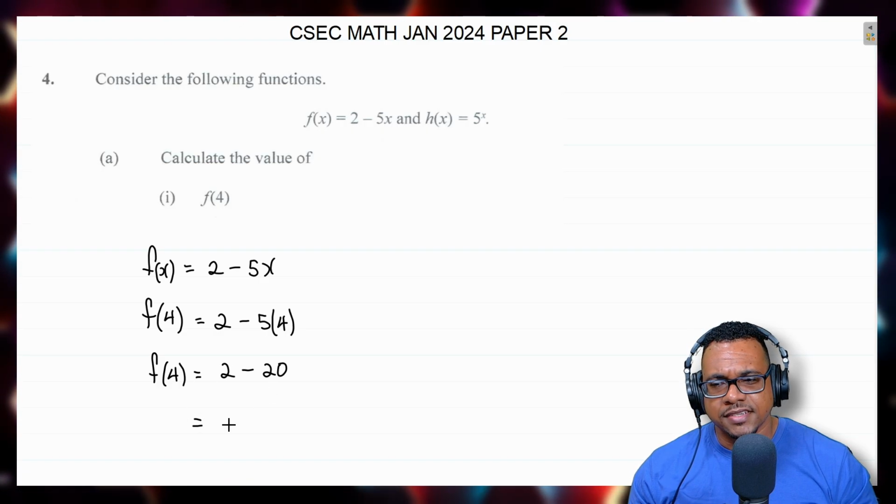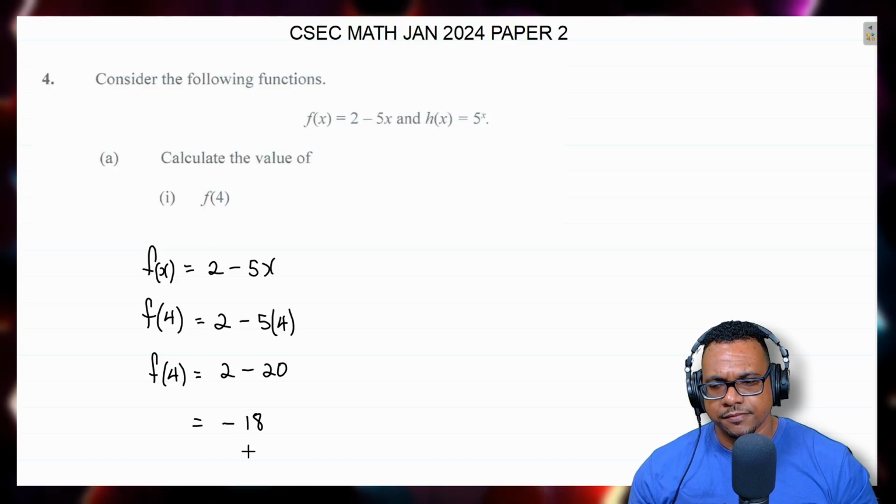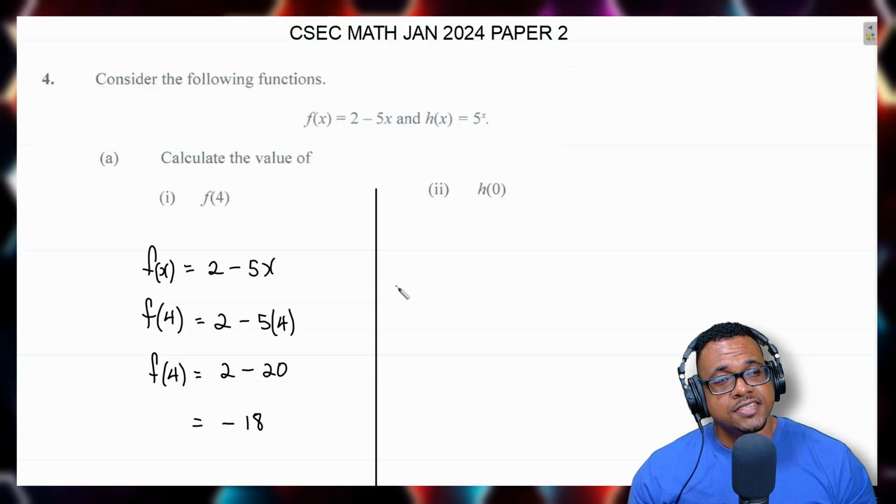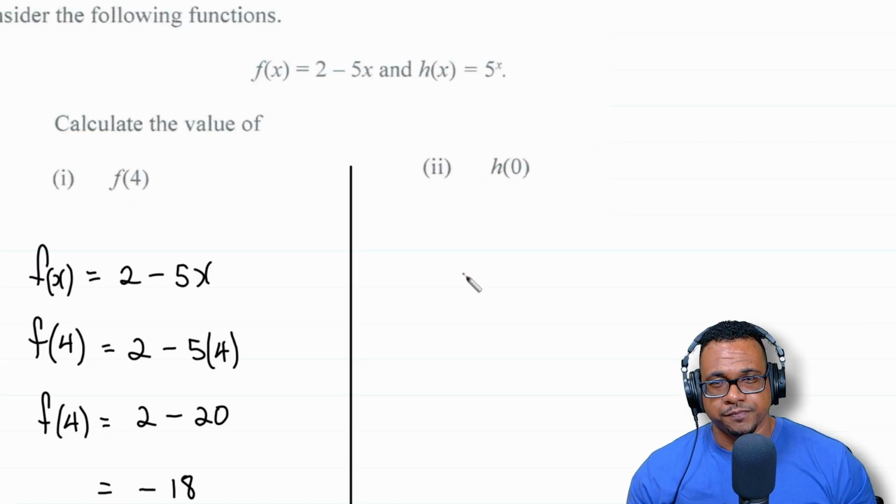And 2 take away 20 is equal to negative 18. Next, for part A, part 2, they want us to calculate the value of h of 0.